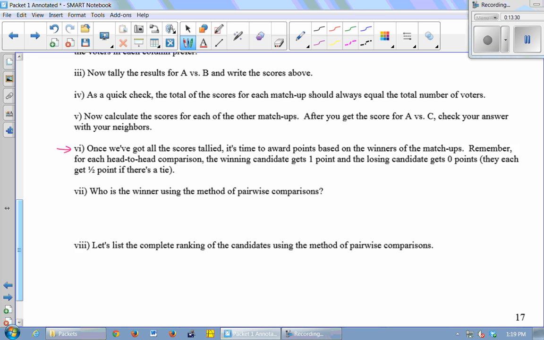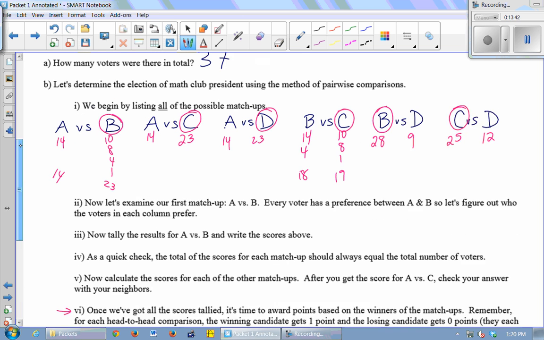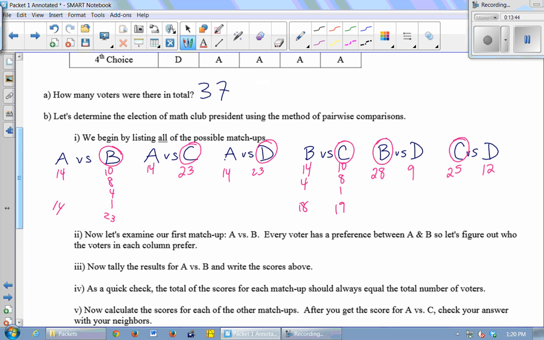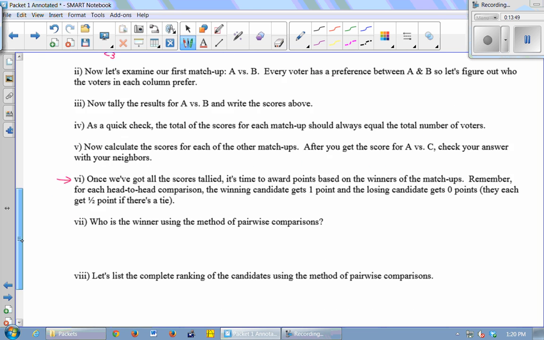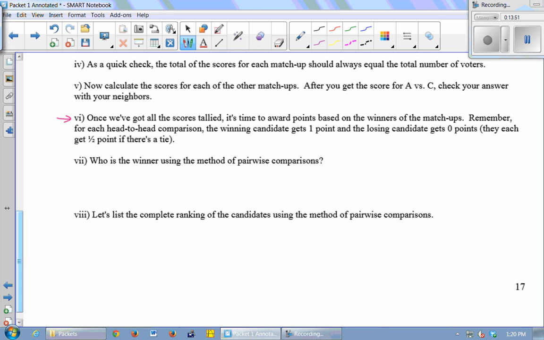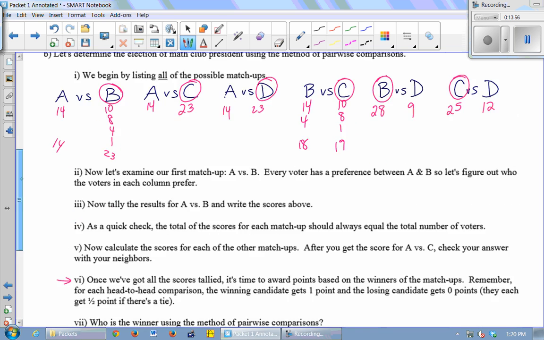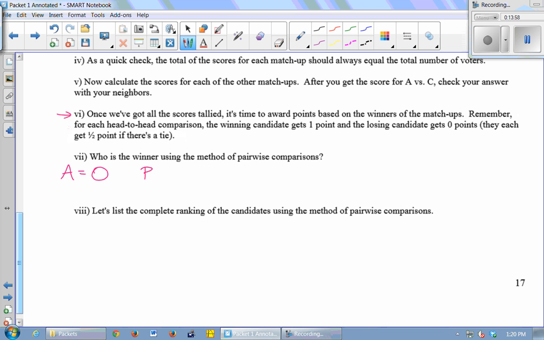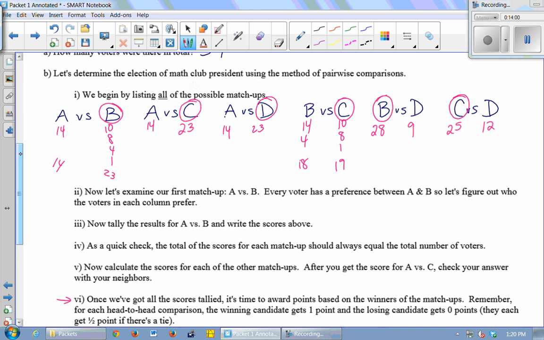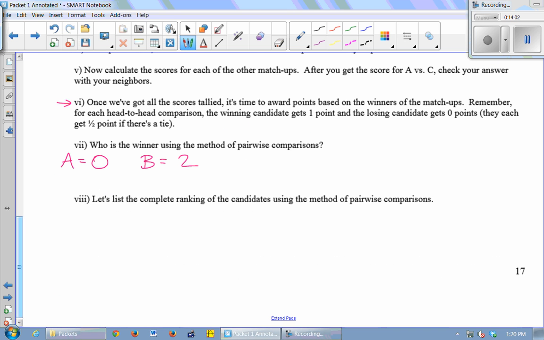Okay, so once we've got all the scores tallied, it's time to award points based on the winners of the matchups. So for each win that a candidate gets, you give them a point. If it happens to be that they tied, which is impossible in this case because there were 37 voters, but if it happened to be that they tied, you'd give each one half a point. All right. So for pairwise comparisons, let's look at A. How many matchups did A win? 0. Okay, so A was 0 points. And then B, how many matchups did B win? 2, so B gets 2 points.